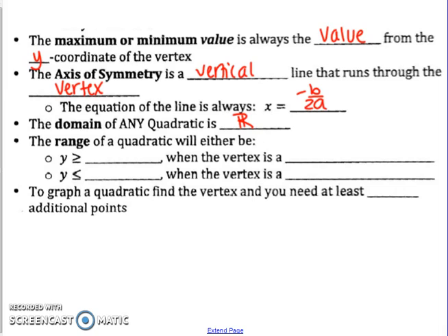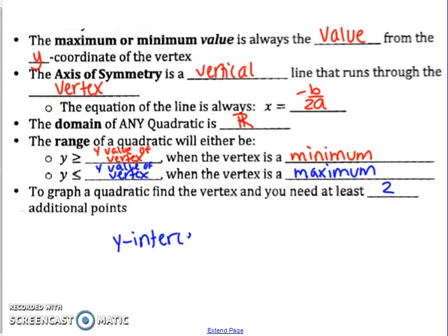The range of a quadratic will either be y is greater than or equal to the y value of the vertex when the vertex is a minimum, or y is less than or equal to the y value of the vertex when the vertex is a maximum. To graph a quadratic, find the vertex, and you need at least 2 additional points. The y-intercept is a good point to use, and that's always going to be equal to 0, c.